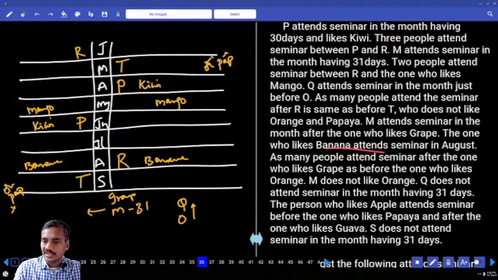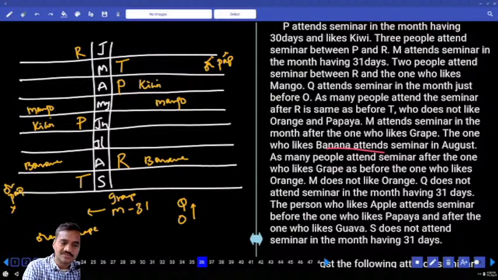Then next one, as many people after the one who likes grape as before the one who likes orange. Orange and grape, there must be an equal number of persons. And next one, M does not like orange.